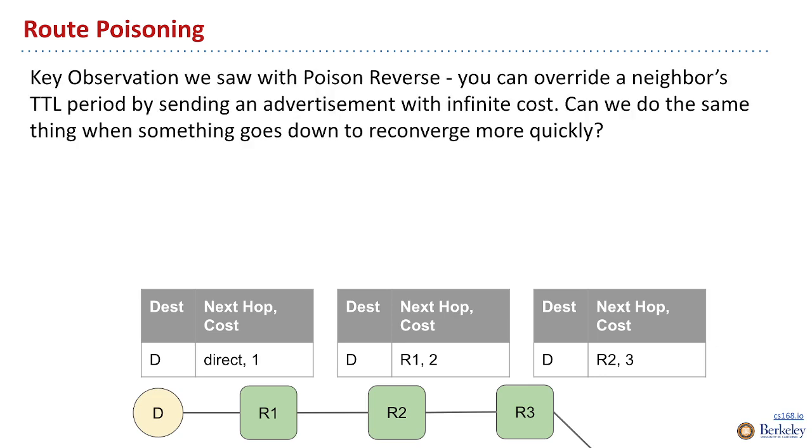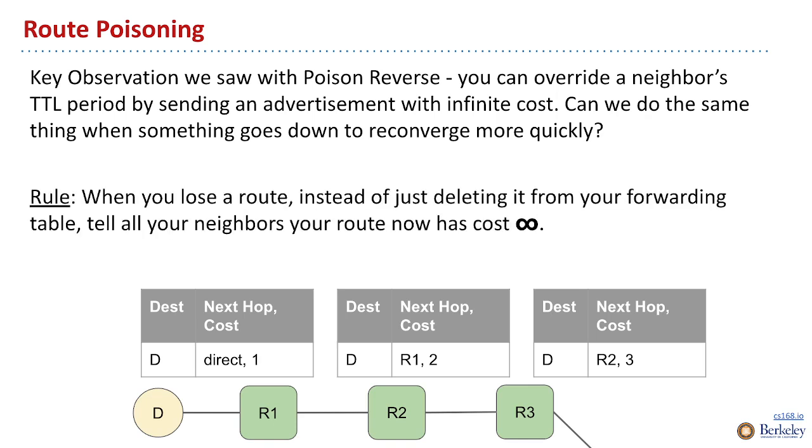And the key observation that we saw with poison reverse was you can override a neighbor's time to live by sending an advertisement that has infinite cost. So rather than waiting for someone's information to expire, you could actively tell them, this host still exists, but the cost is infinity to get to it through me. And so we're going to take advantage of that to try to get to a place where we converge more quickly, where information spreads through the network more quickly.